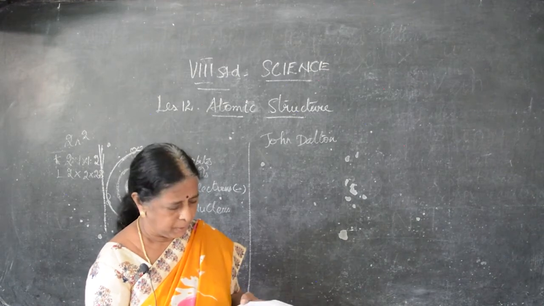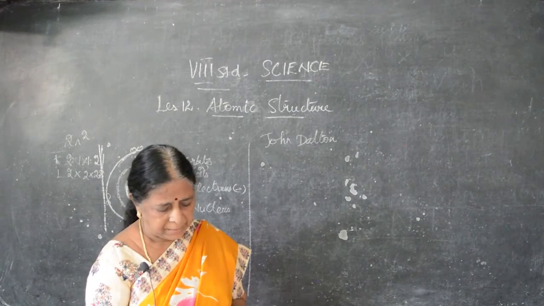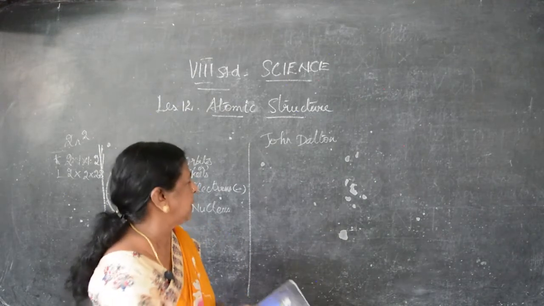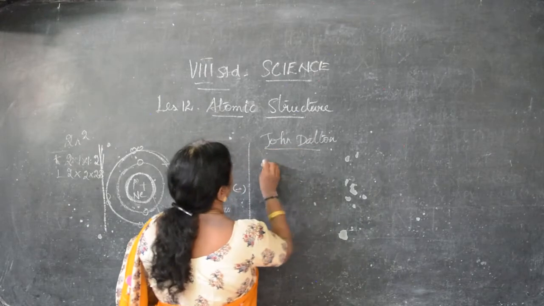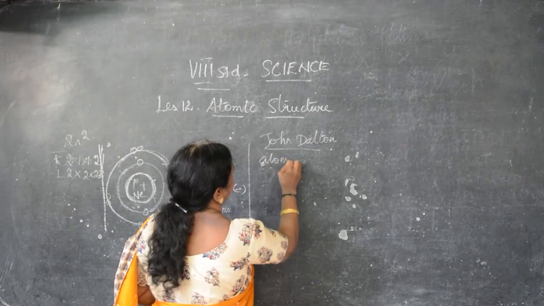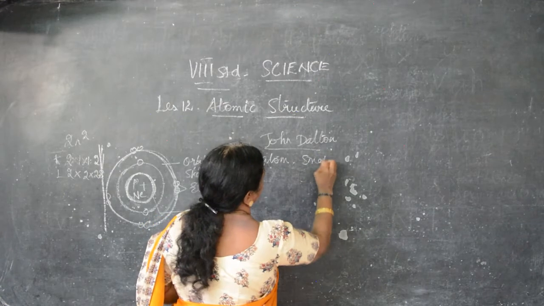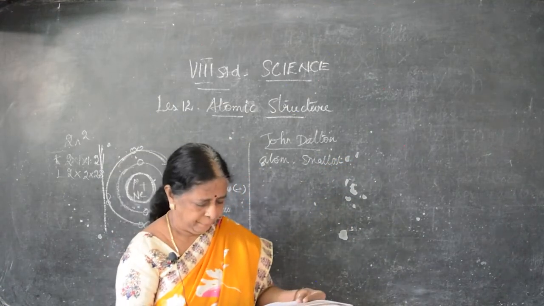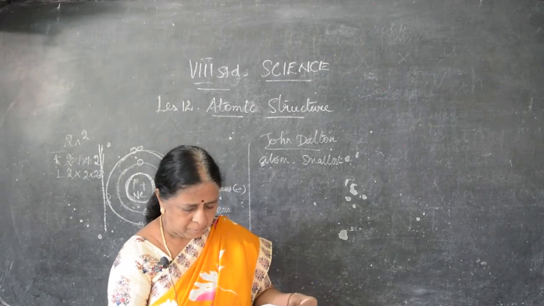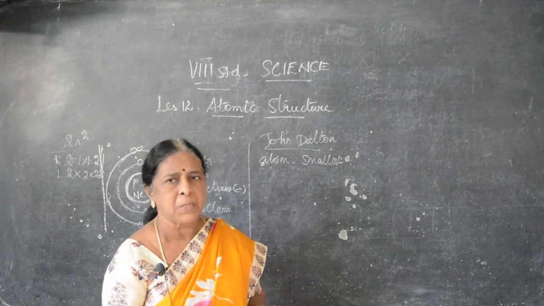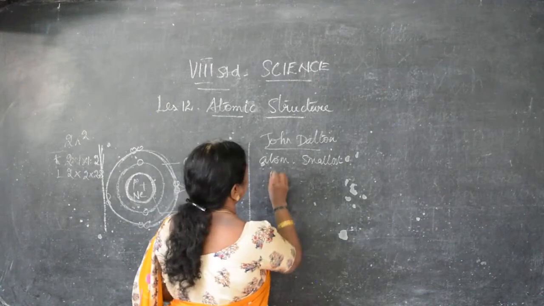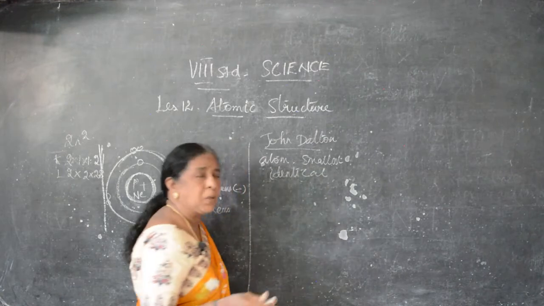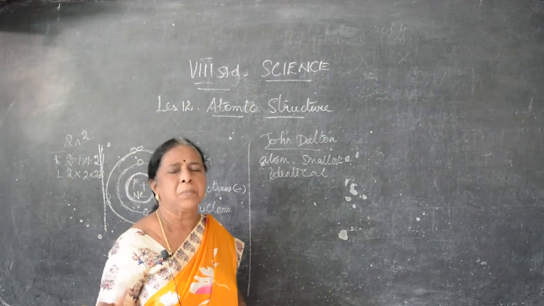Let us see in the book. All matter is made up of extremely small particles called atoms. As per Dalton's atomic theory, the atom is the very smallest particle. Atoms of the same element are identical in all aspects. Identical means the same. For example, oxygen has many oxygen atoms. All the oxygen atoms are the same.